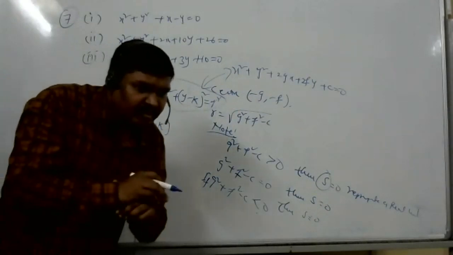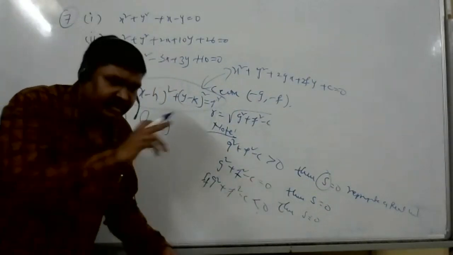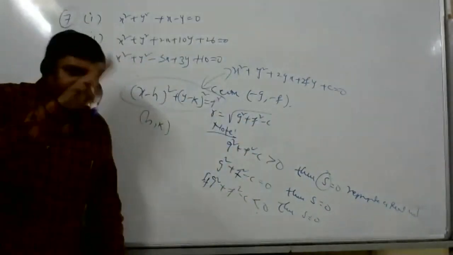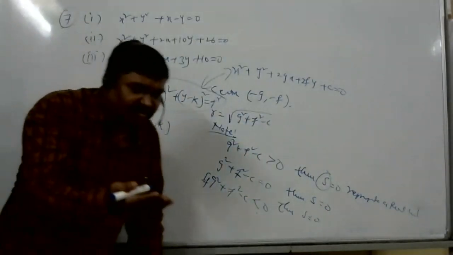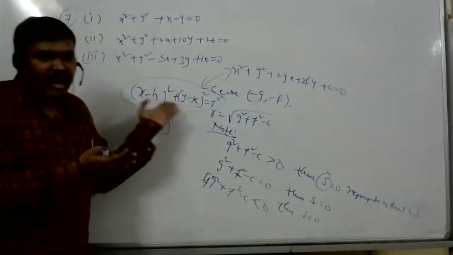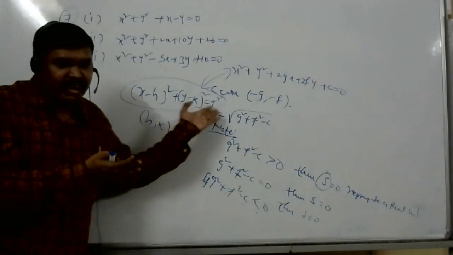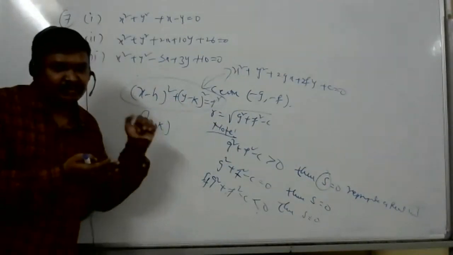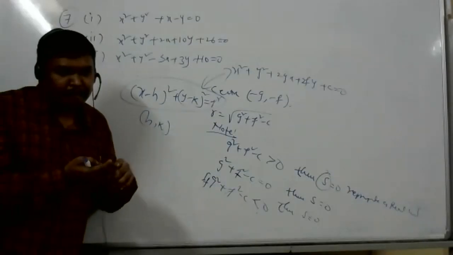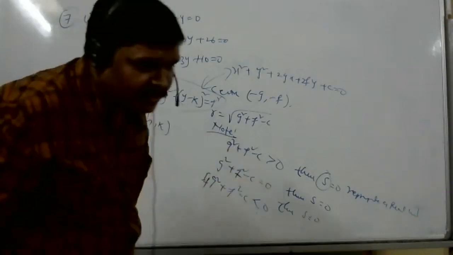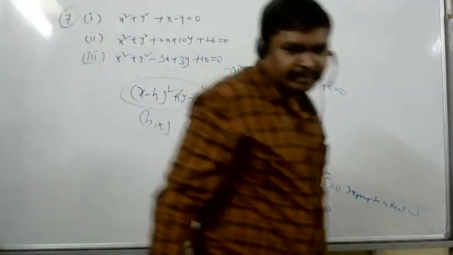So we find it by the distance formula: under root, x2 minus x1 whole square plus y2 minus y1 whole square. That is the distance between 2 points. Then we get the radius, no? Substituting the radius, we get the equation of the circle. The center is already known, and with the radius we get the required equation. And if the center is given, we find the radius by the distance formula. If the radius is given, we find the center by the distance formula. Yes, absolutely correct.